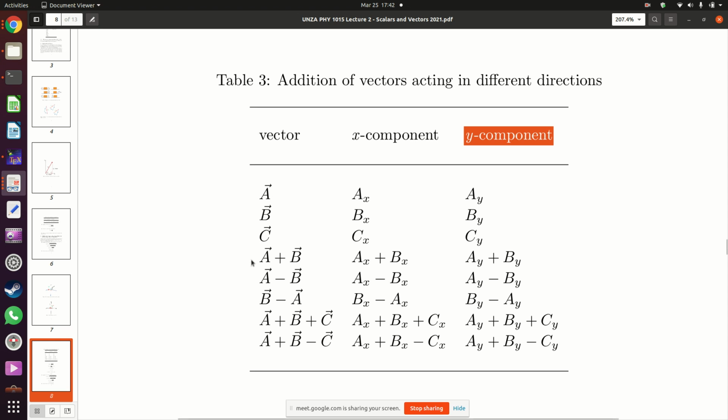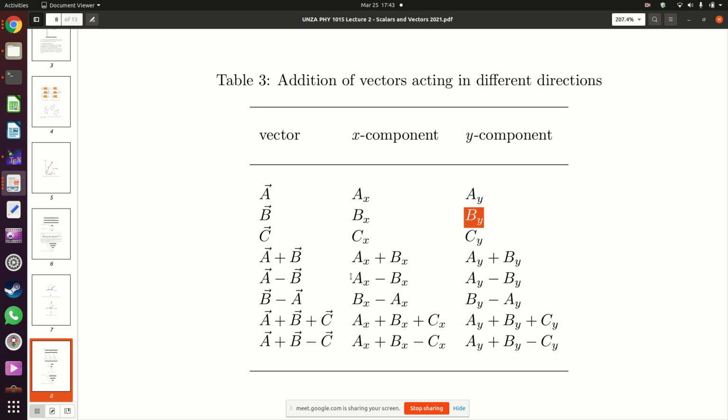So for a plus b, along the x-axis, a plus b is just equal to ax plus bx. We add the x components, ax plus bx. So we find for ourselves how much a plus b is along the x-axis. Similarly, we do the same thing for the y-axis. We ask ourselves how much is a plus b along the y-axis. That is going to be equal to ay plus by. The ay, you already have it here. The by, you already have it there. So it's a straightforward process.